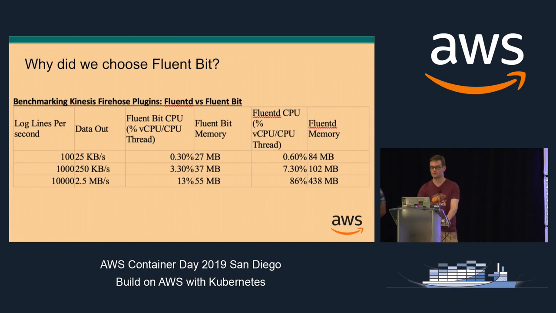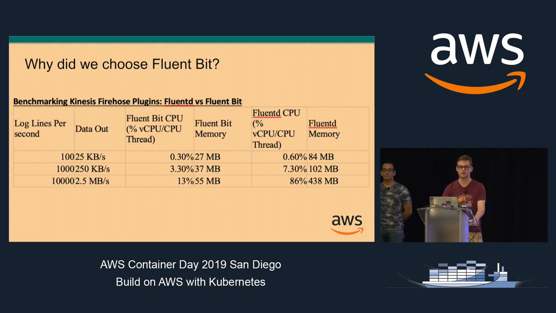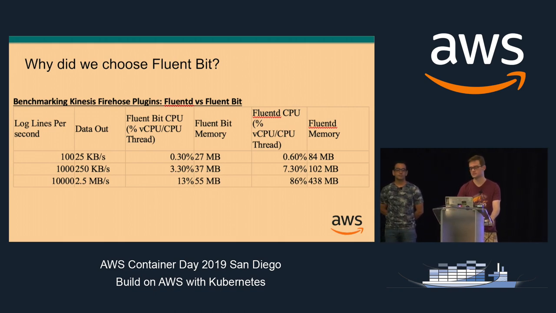So, why did we choose Fluent Bit? This is a performance test that I did myself. The results are a little different than other performance tests that you might see, but all of them tell basically the same story: Fluentd has almost an order of magnitude more CPU and memory usage, anywhere from double to 5, 6, or 7 times as much memory usage, depending upon exactly which test you do and which plugins you look at.